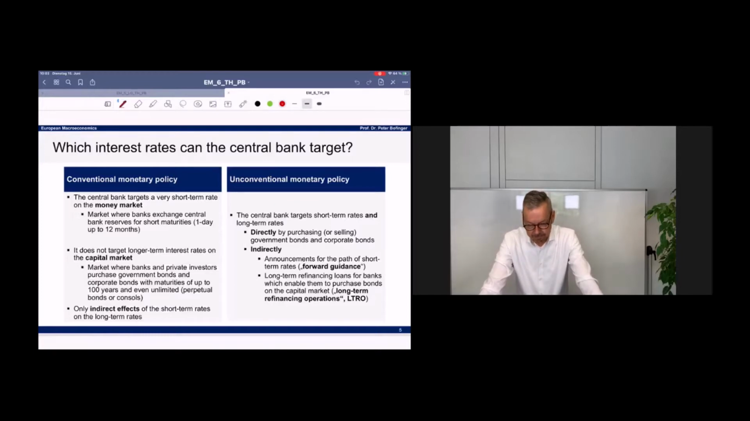Conventional monetary policy means that the central bank targets a very short-term interest rate, and it's normally the interest rate on the so-called money market. The money market is the market with commercial banks as main participants, and the object that is traded on this money market are central bank reserves, deposits of the commercial banks with the central bank. The money market is the place where commercial banks trade central bank reserves. And we'll talk about this in more detail.